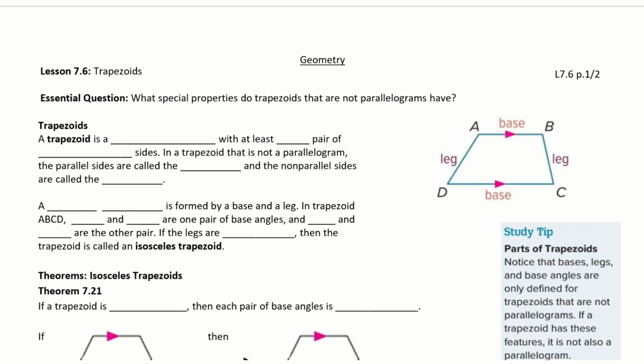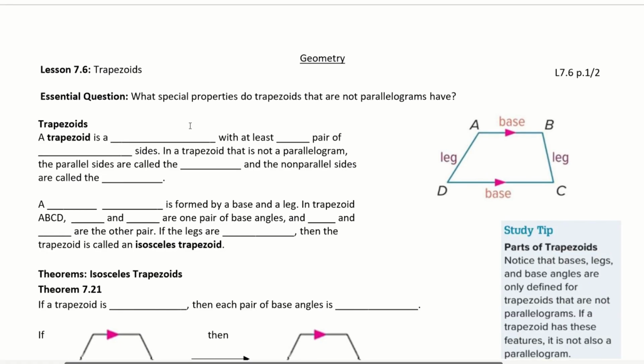Alright, so you may consider this as maybe a part 1 of the lesson, but we are not going to focus on kites in class as far as I'm aware, because the focus is going to be on the trapezoids here. All right, so what special properties do trapezoids that are not parallelograms have?